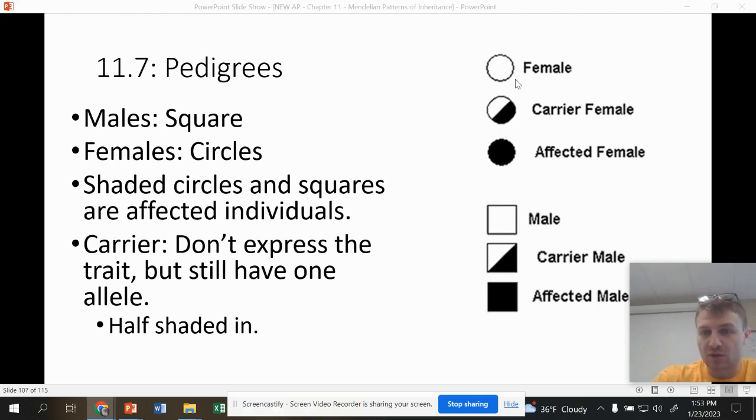So whenever you see a circle that's not shaded, that's a female. A circle that's half shaded, that's a carrier female. That's, again, heterozygous. An affected female is shaded in, and on the opposite end here, male's square, unaffected. Half shaded in, carrier male, heterozygous. An affected male, shaded in.